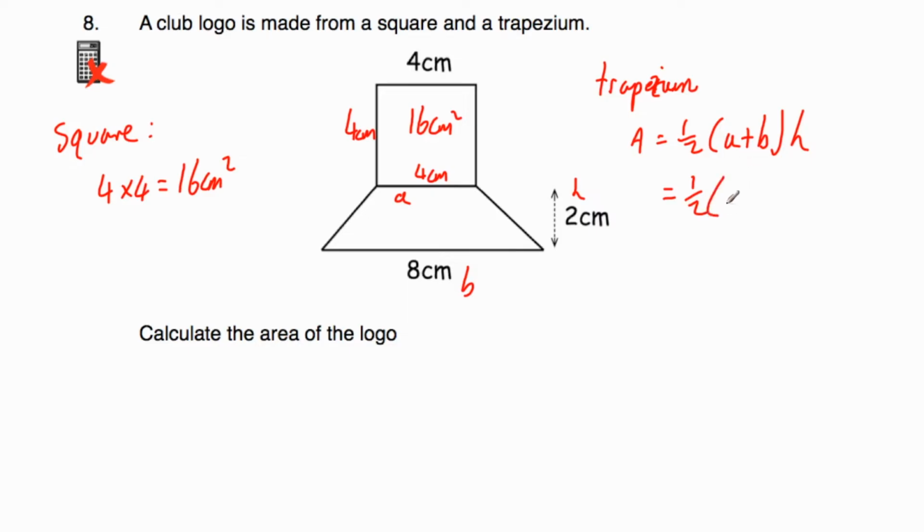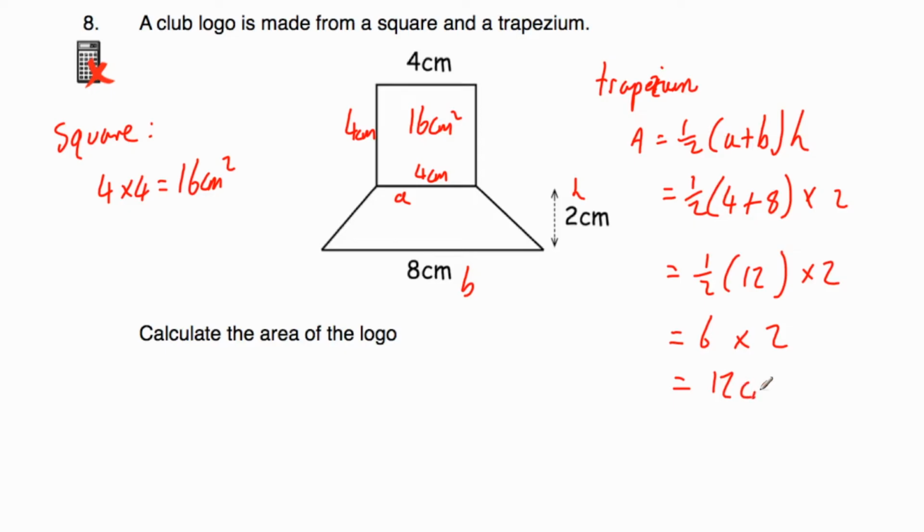So that'd be a half, and then in brackets, a plus b would be 4 plus 8, and then times by the height, the distance between them, which is 2. So let's work this out. So let's add our two parallel sides together. 4 plus 8 is equal to 12. So we've got a half of 12 multiplied by 2. A half of 12 is 6, and then we're going to multiply by 2. And 6 times 2 is equal to 12 centimeters squared.